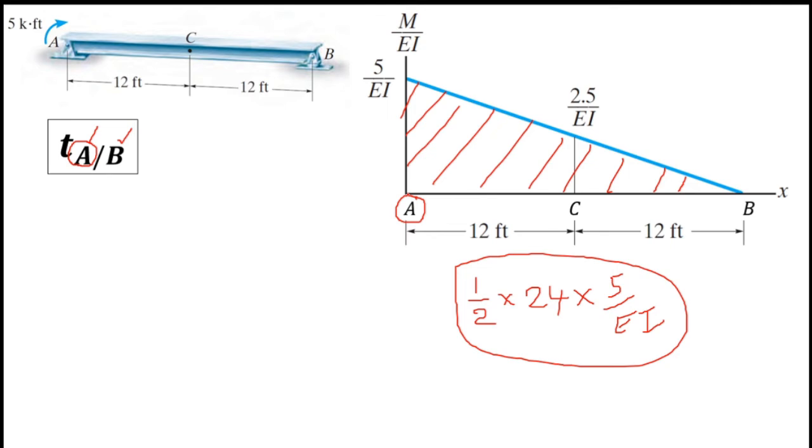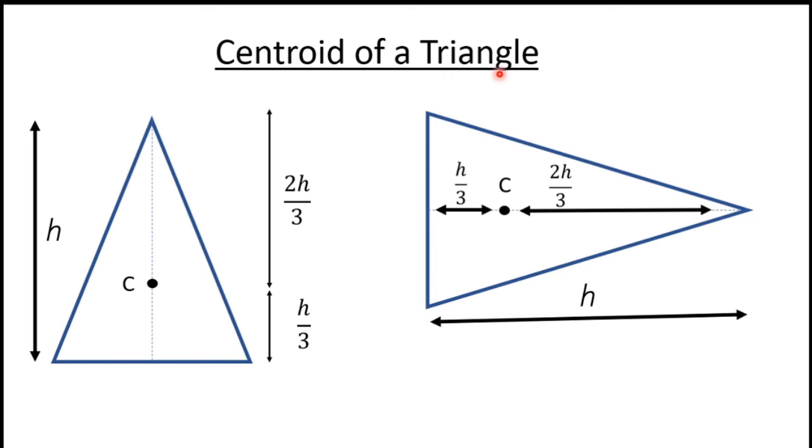For that you have to know the centroid of a triangle. Here I will explain the centroid of a triangle. So look at this triangle, its height is h. Let's say its centroid lies on this point.